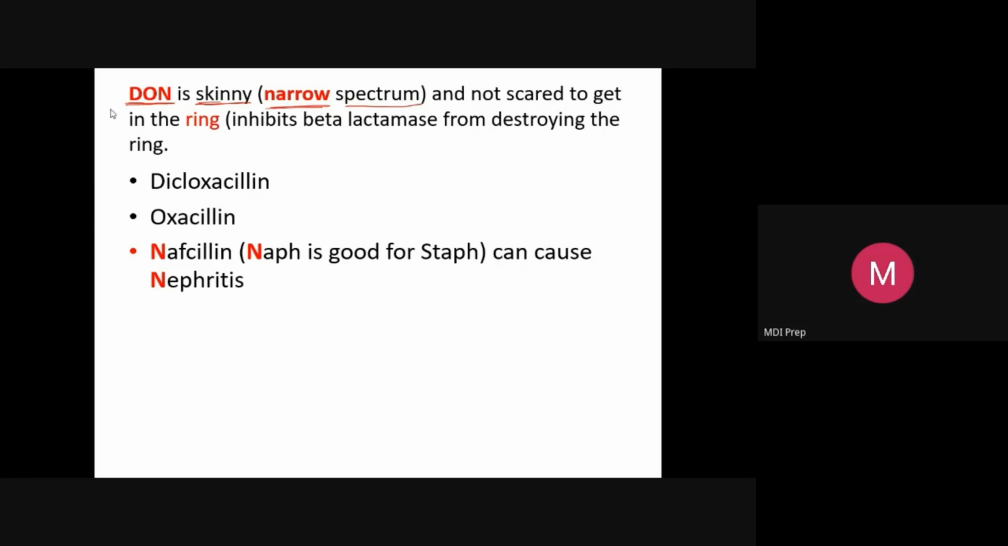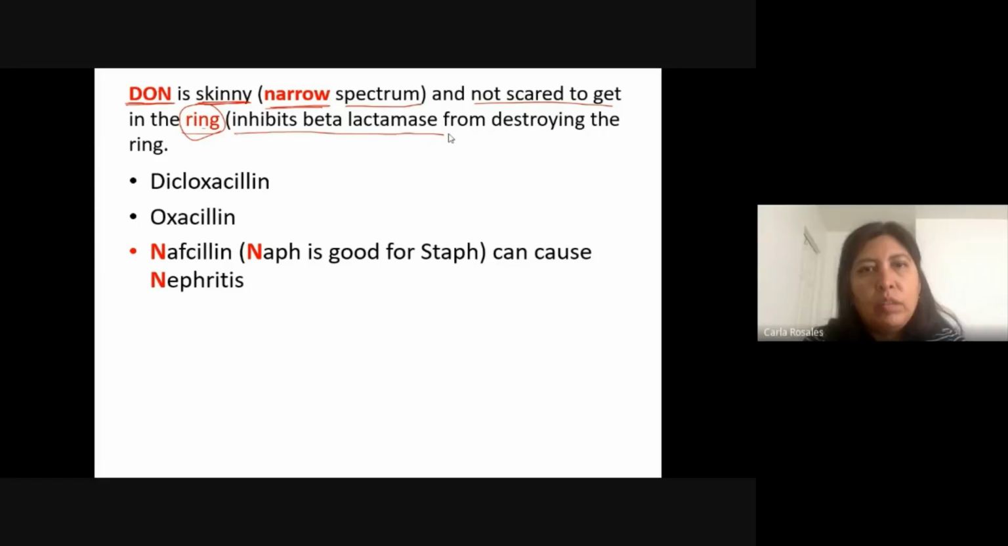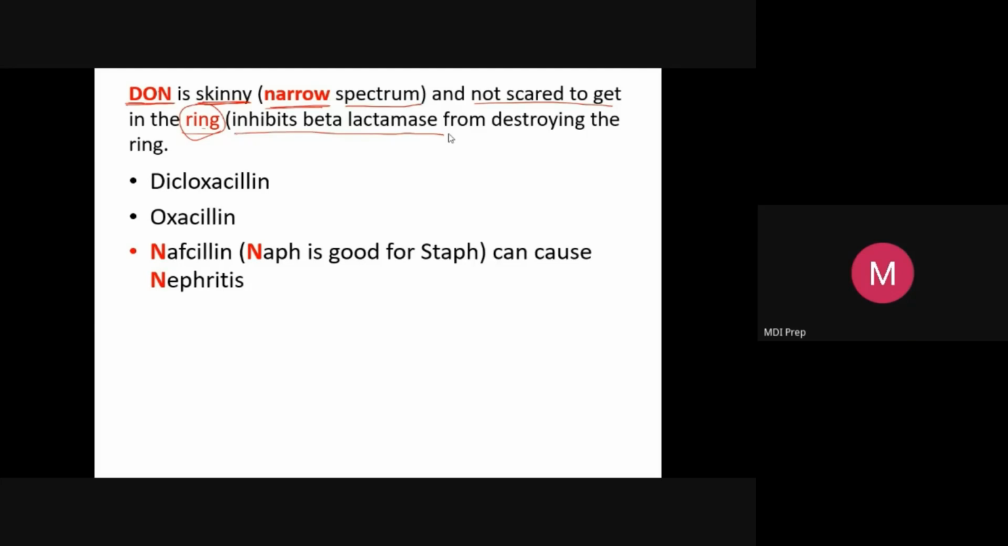Perfect. Now watch this mnemonic. Don is skinny. He's narrow and not scared to get in the ring. So what this means is Don, D-O-N, has the beta-lactamase inhibitor already in his tool belt. Don doesn't need clavulanic acid because Don already has the ability to inhibit beta-lactamase.